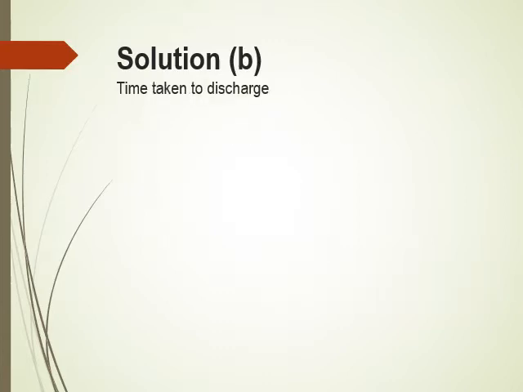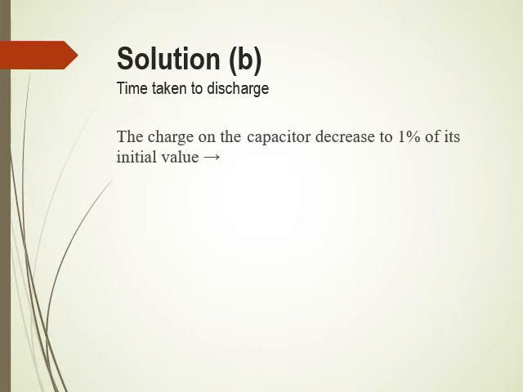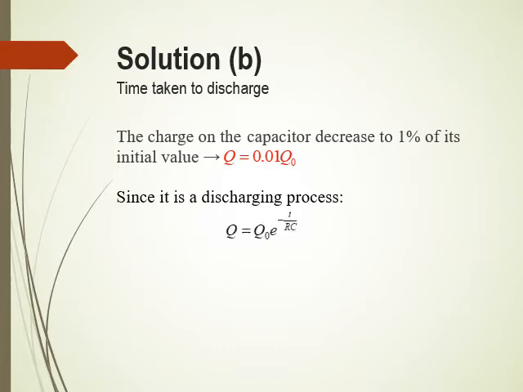Question B. To calculate the time taken to discharge a capacitor, first, you need to understand what it means by the charge on the capacitor decreased to 1% of its initial value. It means the final charge stored in the capacitor is now equal to 0.01 of the initial charge. Since it is a discharging process, by applying the equation for a discharging process, Q is equal to Q naught exponential negative t over RC.